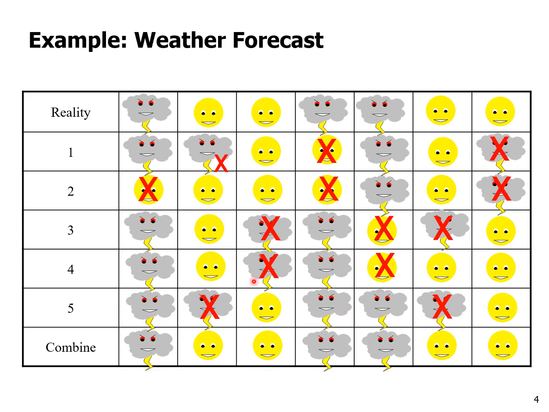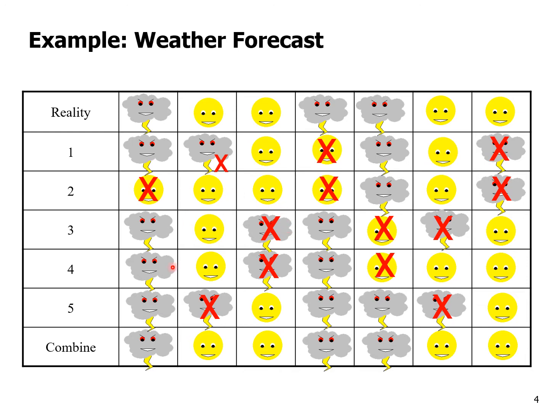If you look at the accuracy of each classifier, the accuracy of the first classifier is 4 out of 7, this one 4 out of 7, this one is 5 out of 7, etc. The accuracy of these classifiers is actually not very impressive. The accuracy is less than 70%, which is not good.